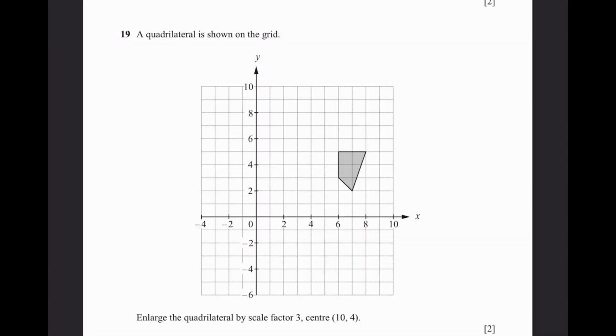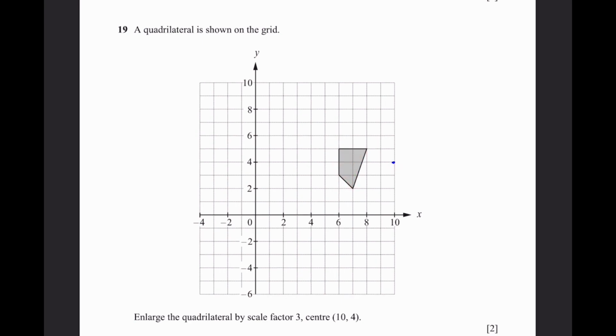Question 19. A quadrilateral is shown on the grid. Enlarge it by scale factor 3, center 10, 4, which is this point over here. So all the points on the quadrilateral will be 3 times as far from this point. So we take 3 times the length from this point to this point. So we go 1 up, 2 left to get from here to here. Now because it's 3 times the length, we do it 2 more times. 1 up, 2 left, 1 up, 2 left. We come to this point, 4, 7, and that's where we put the point for the enlarged quadrilateral.